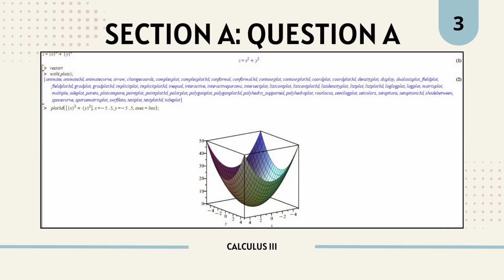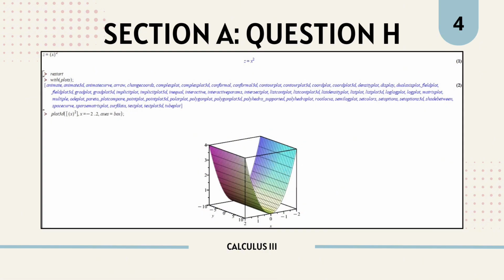For section A, question A, I start with the equation z equals x squared plus y squared. The method that I choose is plot3d, and the limit for every variable, x and y, I choose -5 to 5. The name of this output is elliptic paraboloid.